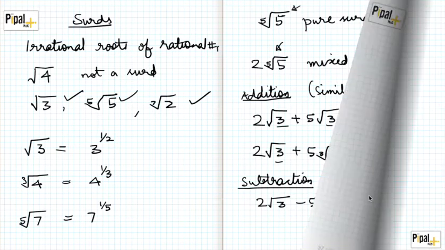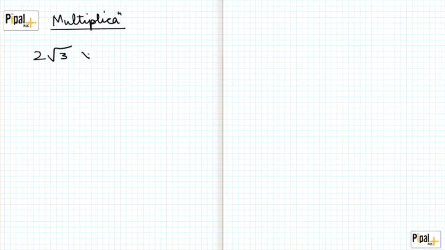However, multiplication is a completely different ball game. The multiplication of surds does not require the surds to be similar. Let's take an example. Let's say we have 2 root 3 and this one we must multiply by, let's say, 3 times third root of 3. So you notice that this time these two surds are not similar.